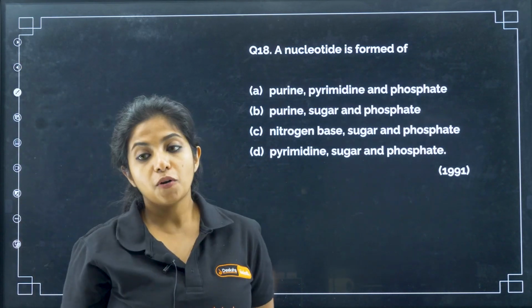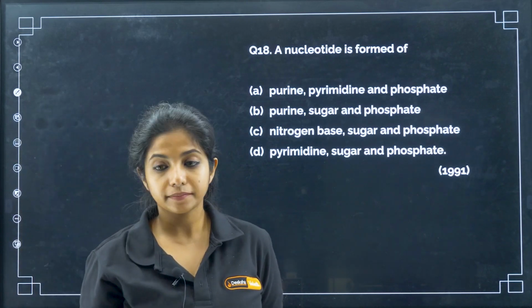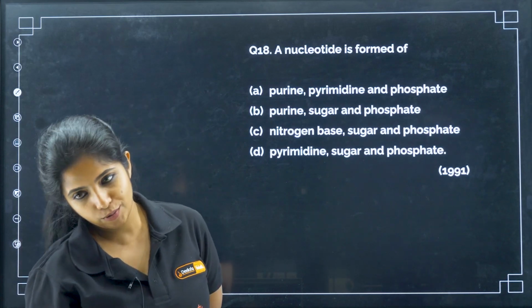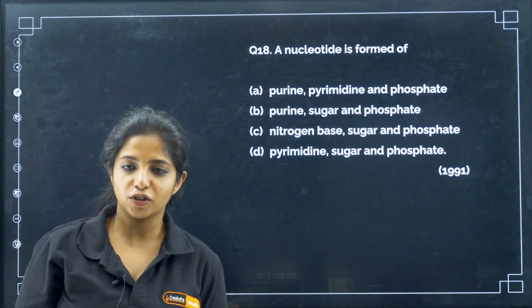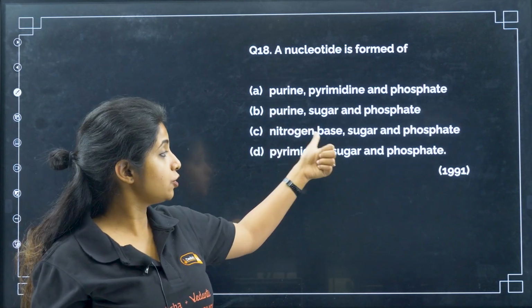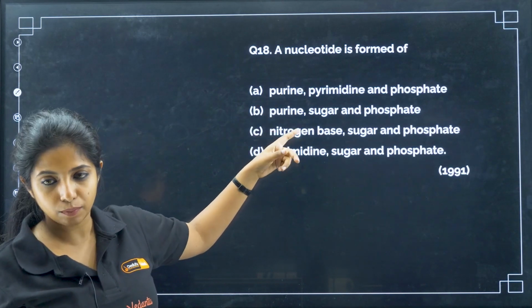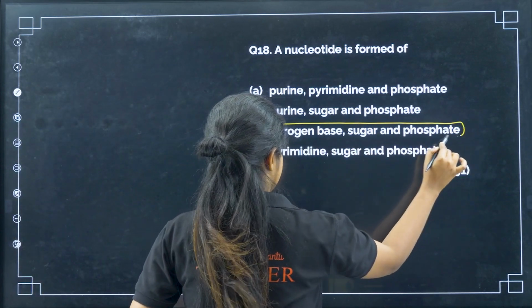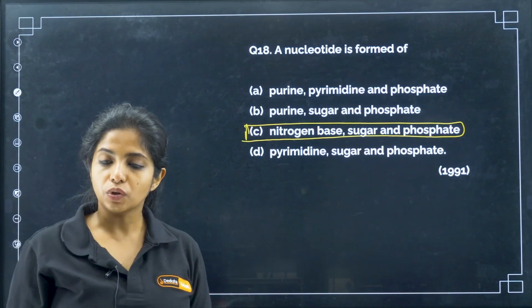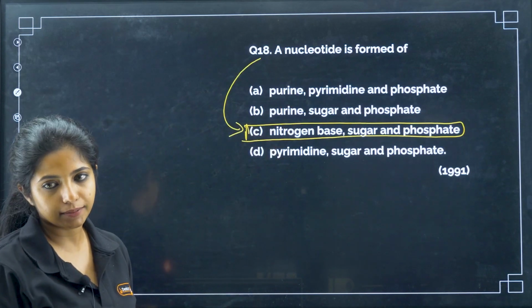A nucleotide is formed of, again, same question in a different manner. Purine, pyrimidine and phosphate. Purine, sugar and phosphate. Nitrogen base, sugar and phosphate. Pyrimidine, sugar and phosphate. A nucleotide can have a purine, it can have a pyrimidine also. So over here nitrogenous base is written, that would be easier, or what say, that is more inclusive of all the things, both pyrimidines and purines. So I'll say this is your answer. Nitrogen base, sugar and phosphate. So nucleotide is formed of all these 3 things that you see over here.